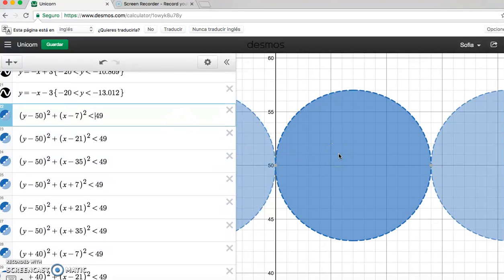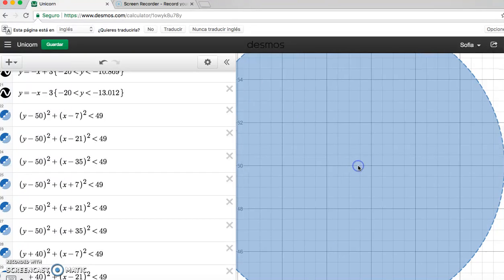This circle is part of the clouds that are around the unicorn. The center of it is going to be 50 for y, like you see over here, and it's going to be 7 for x. So 50 and 7 is going to be right here.